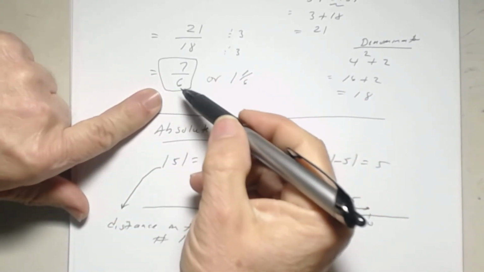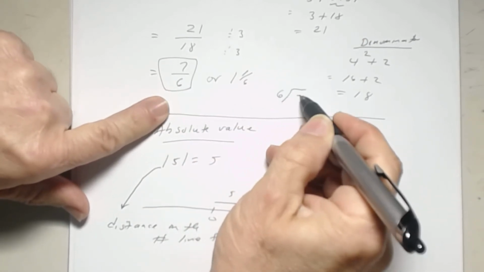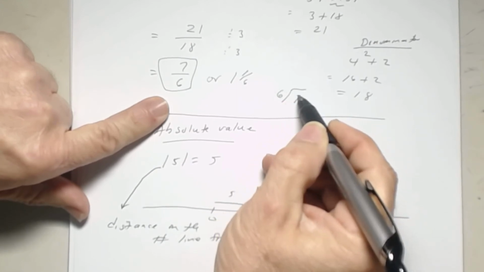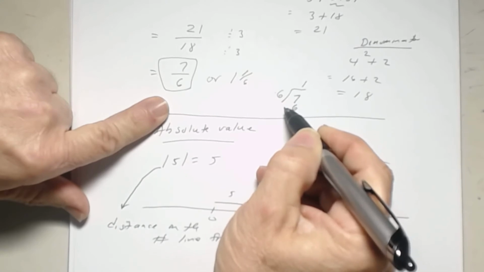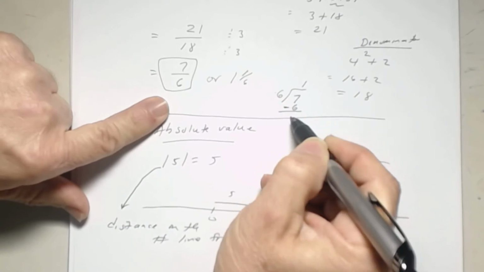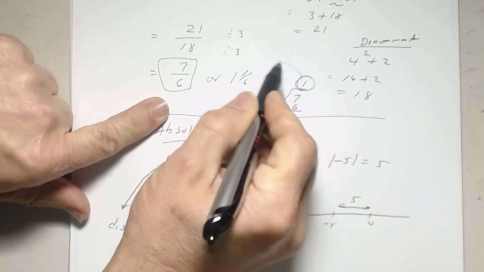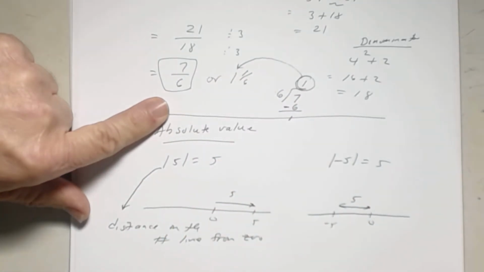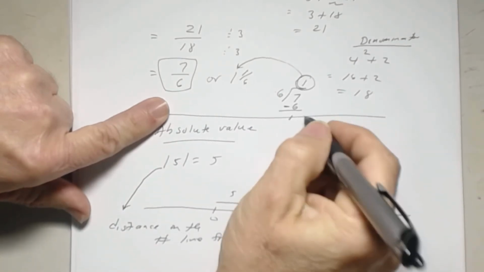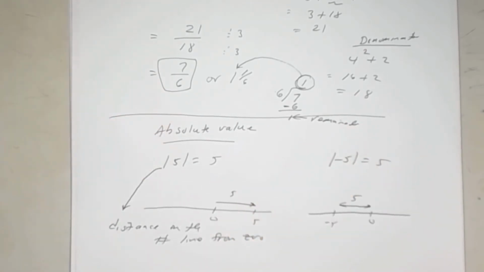Now, do you remember how to change an improper fraction to a mixed number? You say 6 divided into 7, right? 6 goes into 7 how many times? 1 times 6 is 6. And what do you do next? Subtract. 7 minus 6 is 1. So this is your whole number part, and the 1 over 6, this remainder, is the numerator of your fractional part. So remember how to change an improper fraction to a mixed number.